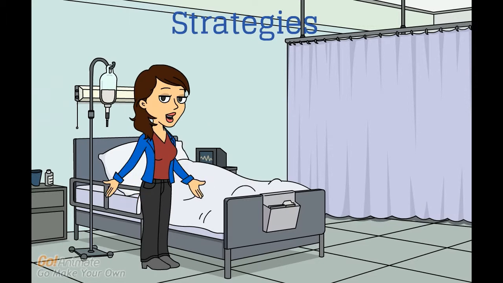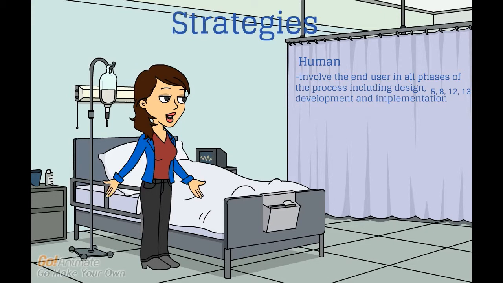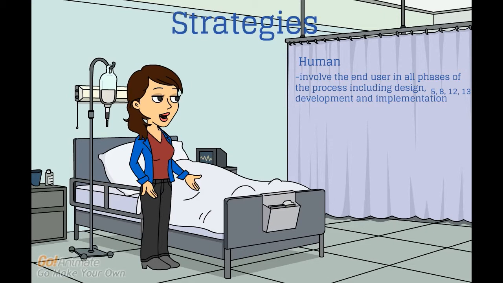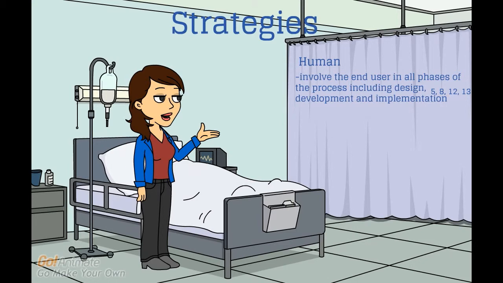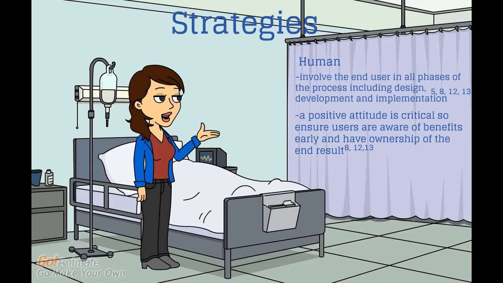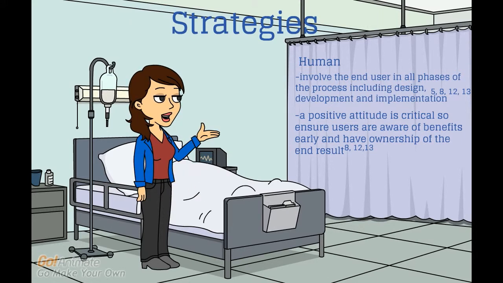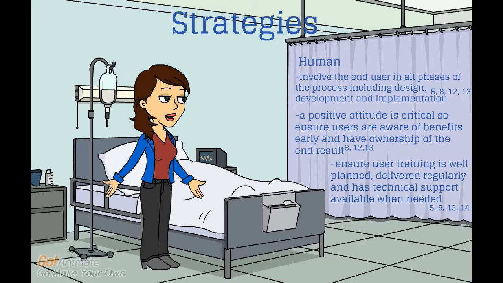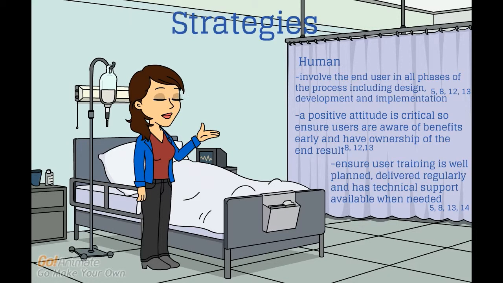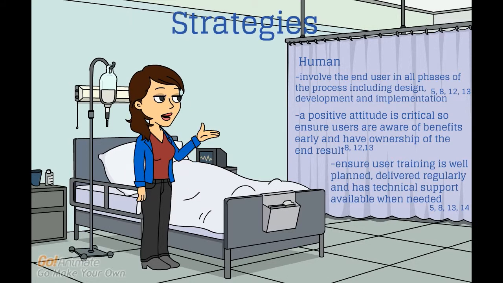There are many strategies associated with successful EHR implementation. In addition to the project team and the technology department, the end user should be involved in all phases of the EHR process including design, development and implementation. Instilling and maintaining a positive attitude is critical. This can be facilitated by making end users aware early of the EHR's benefits and developing a sense of ownership of the end result. User training and support is also critical, so ensure it is well planned, uses a variety of modalities, occurs regularly and has good technical support when needed.